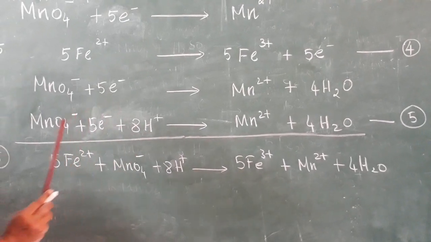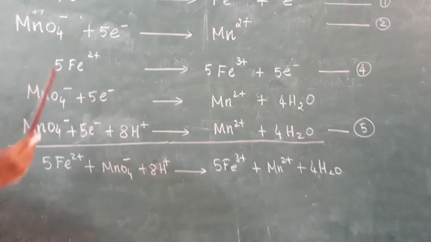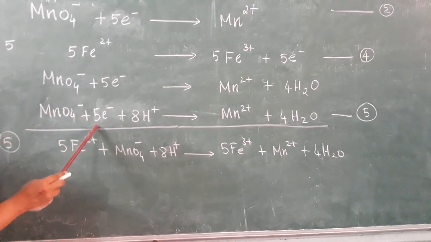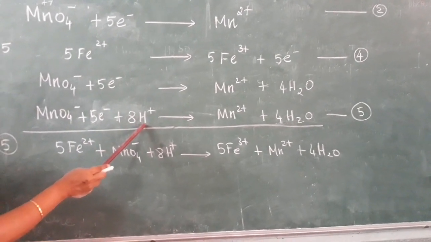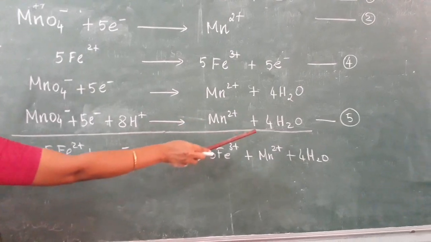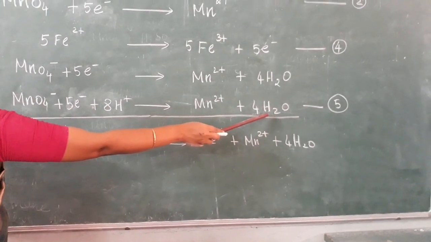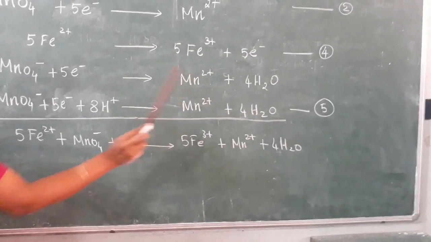It is clear, girls? Now the second equation changes to MnO4- plus 5 electrons and 8H+. Why we have to put 8H+: we already put 4 moles of water, and to balance this 4 into 2, 8 hydrogen only, we put 8H+ here. Now this is equation 5.